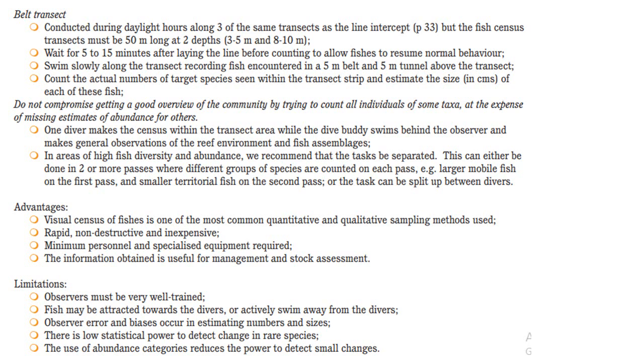Okay, so we have an example, the belt transect conducted during daylight hours along three of the same transects as the line intercept, but the fish census transects must be 15-meter long at two depths, 3 to 5 meter and 8 to 10 meter. So, usually yung depth na yun ay depende kung gaano kalinaw yung tubig.